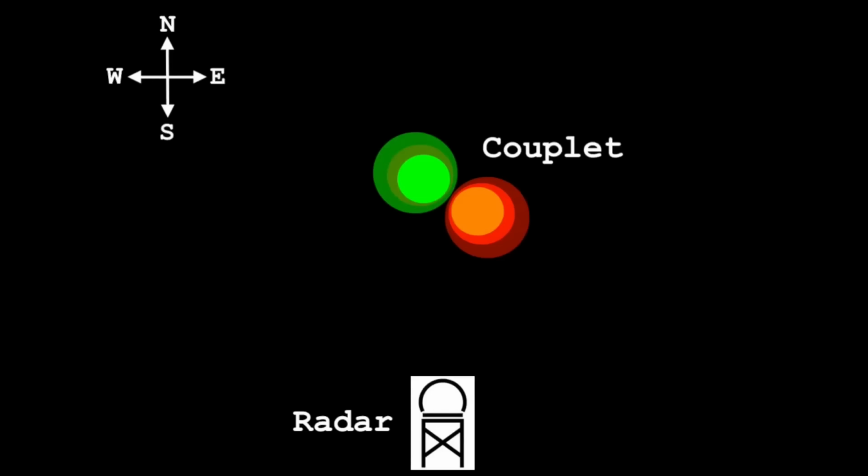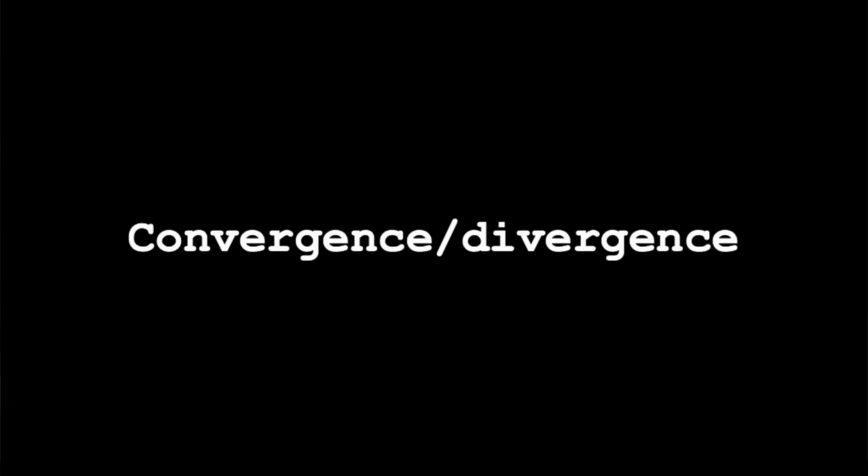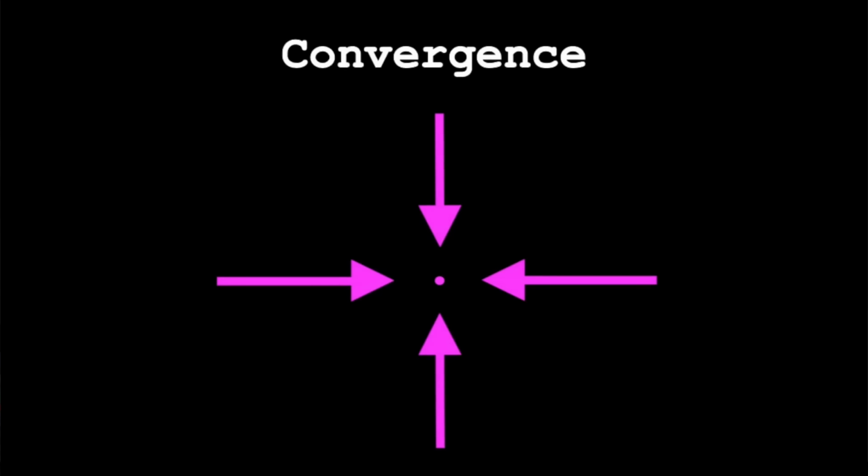When analyzing shear signatures, it's critical to know where the radar is located with respect to the couplet itself. In all of the upcoming examples, let's assume that the radar is located at the bottom of your screen, i.e. due south of the feature of interest. Horizontal shear can take on the form of convergence and divergence. Convergence occurs when winds come together.